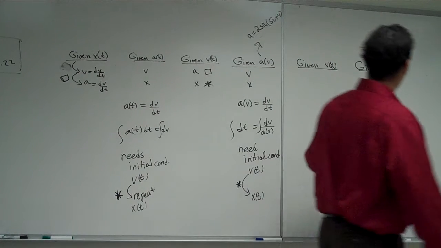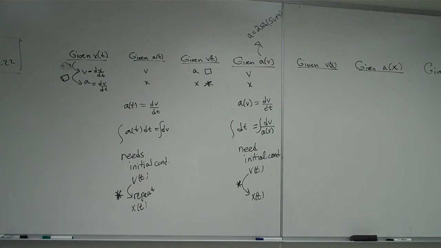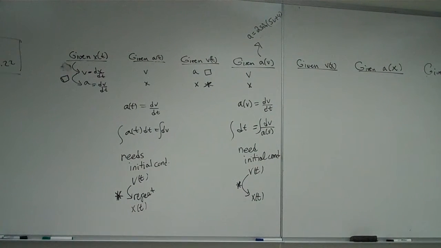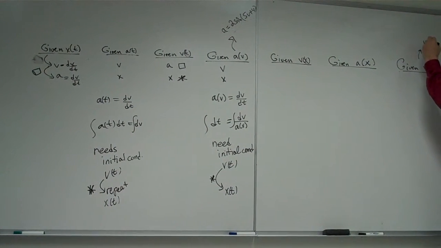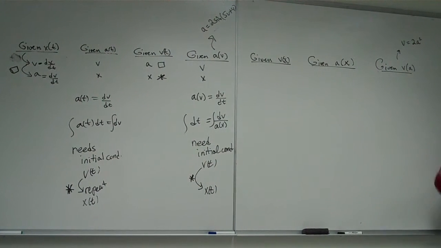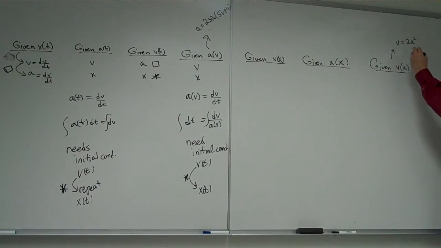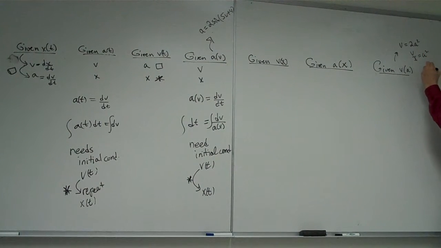I suppose I can tack on to here, given something like v as a function of a. Velocity is provided in terms of acceleration. This is not really a new thing, though. Let me show you why. Suppose we're given v is equal to 2a squared. I can rearrange this as v over 2 equals a squared, or a is equal to the square root of v over 2.